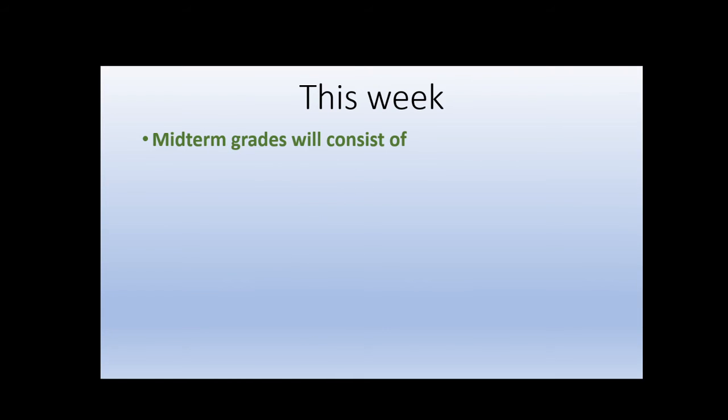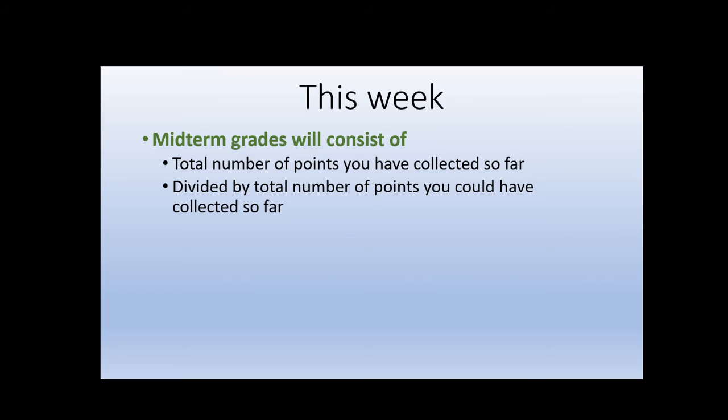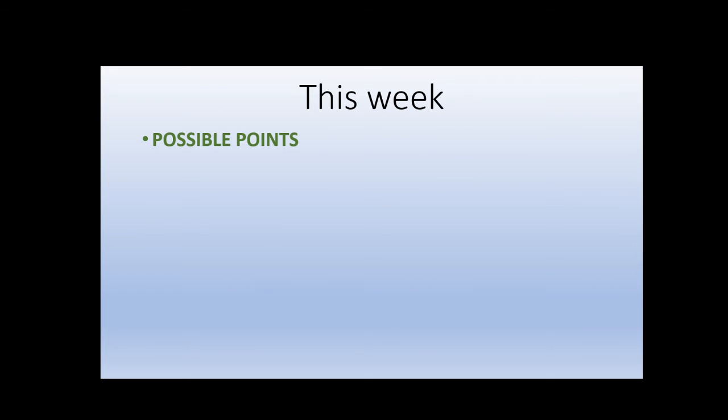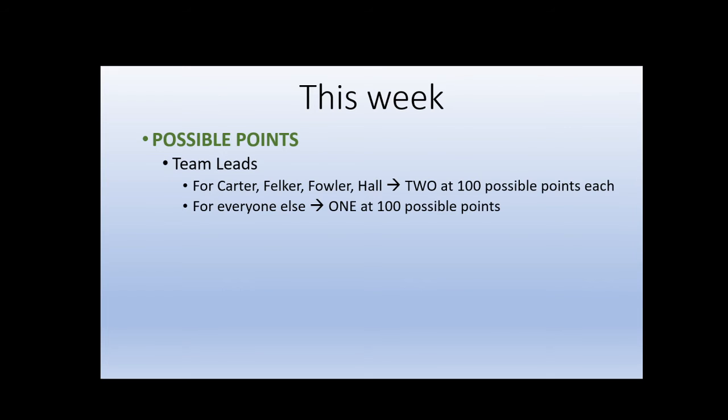So what we're going to do for the midterm is to take the total number of points that you have collected so far on the things we have done and divide it by the total number of points that you could have received if you had done everything and gotten a perfect score on everything. What does that look like? That means that when it comes to team leads, 4 of you have done 2 team leads each, that's Carter, Felker, Fowler, and Hall, who have 2 team leads at 100 possible points each. The rest of you only have 1 team lead at 100 possible points.